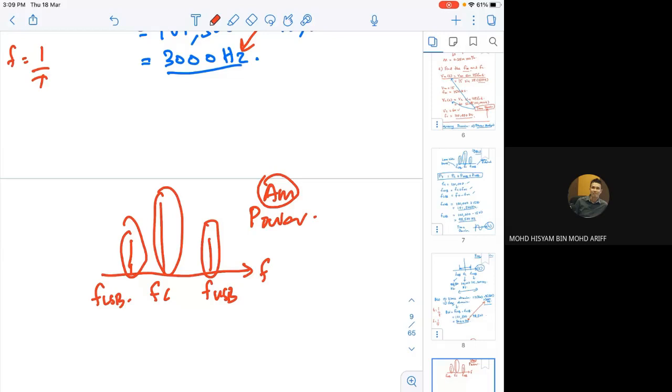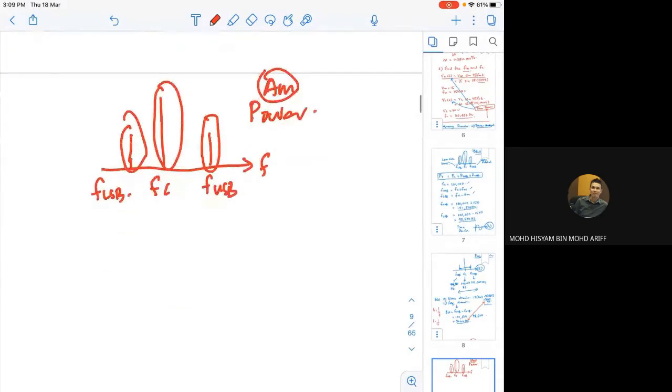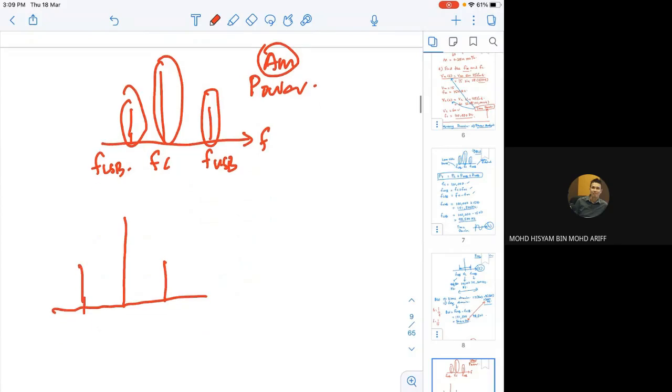Okay, AM power. So what is the formula? Right now I'll just give you the direct formula first, and you just remember it first. Later on, I will give you the derivation. So we got 2. Some of the students say, why is it 2? Wait, I told you, after that I will tell you.